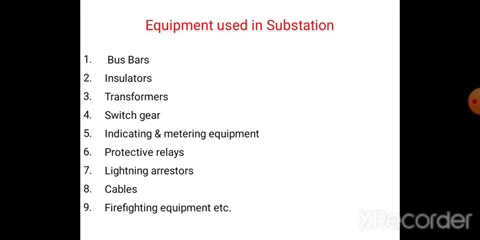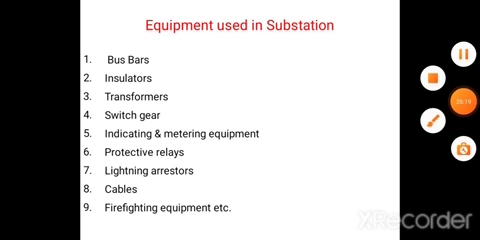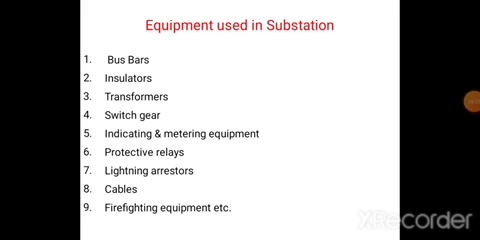Bus bars are nothing but the conductors: incoming conductors and outgoing conductors are known as bus bars. Insulators do not allow the current to flow. They are pin type, suspension type and shackle type. The transformer is used to step up or step down the voltage. Switchgear, and indicating and metering instruments such as the ammeter and voltmeter. Protective relays trip the device, and lightning arresters absorb the strokes. Then cables and firefighting equipment.